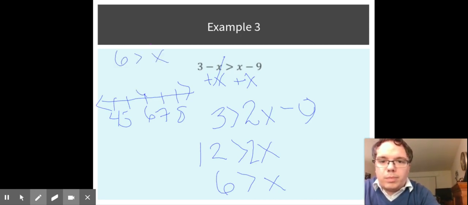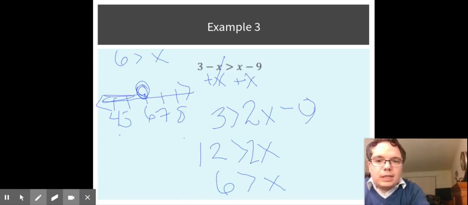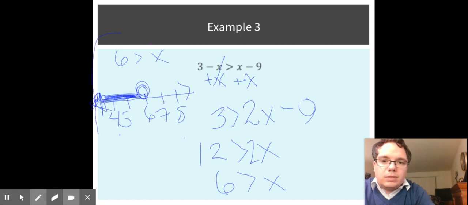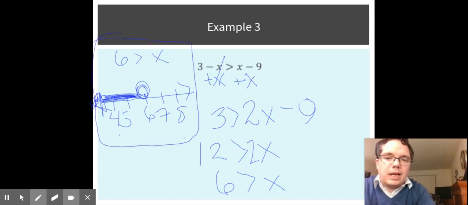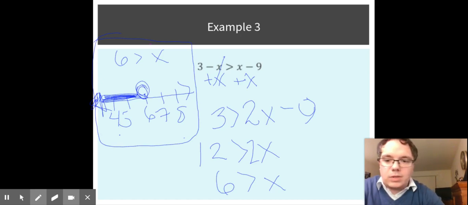So I'm going to put an open dot because it's greater than. Because if I put 6 in here, 6 is not greater than 6. So I'm going to test each side. Is 6 greater than 4? Yes, it is. Is 6 greater than 8? No, it's not. So it looks like we're looking at numbers to the left. Now, if it bothers you, you can absolutely switch this so that it says x is less than 6, but 6 is greater than x is fine as well.